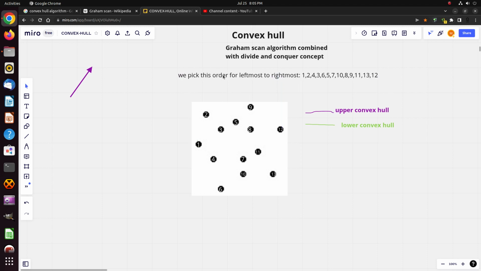First of all, you have to sort the list of points from the leftmost to the rightmost if you want to build your hull from left to right, or from right to left in descending order if you want to build your hull from right to left.